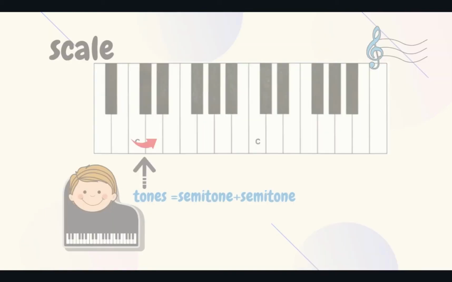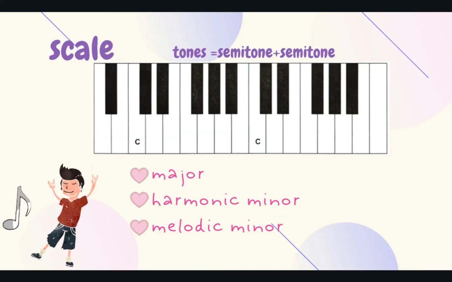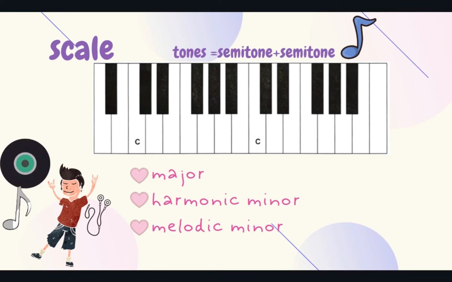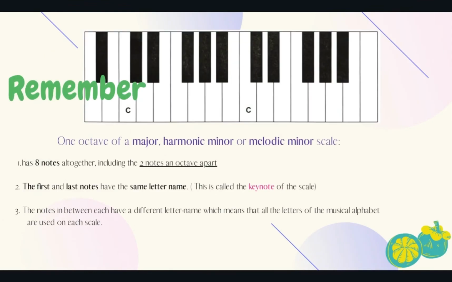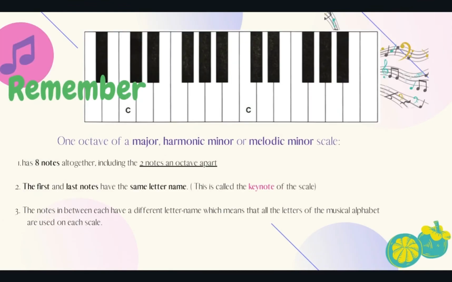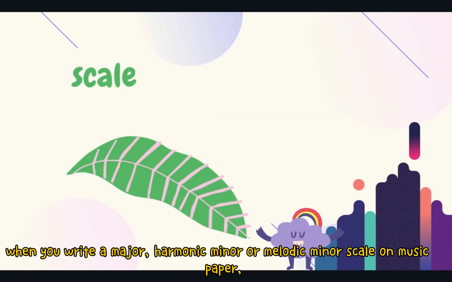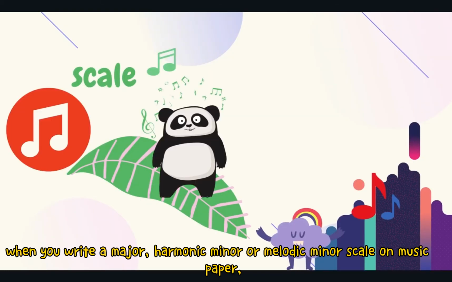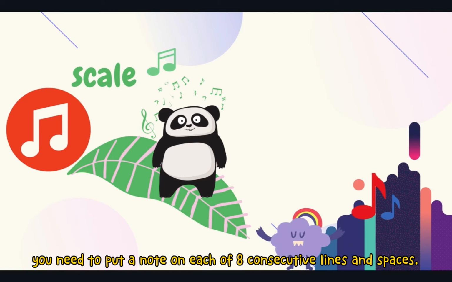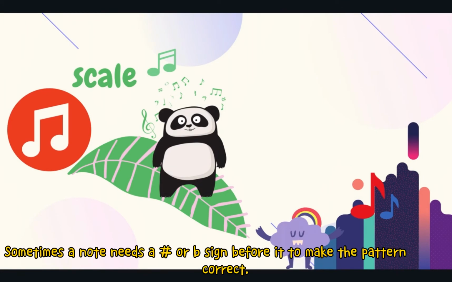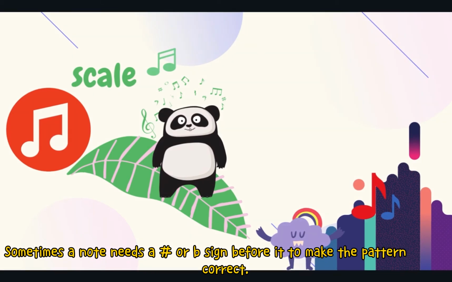For this level, you need to know about three kinds of scale, which are major, harmonic minor, and melodic minor. Please read and remember the following notes. When you write a major, harmonic minor, or melodic minor scale on music paper, you need to put a note on each of 8 consecutive, that means next door neighbor, lines and spaces. Sometimes a note needs a sharp or flat sign before it to make the pattern correct.